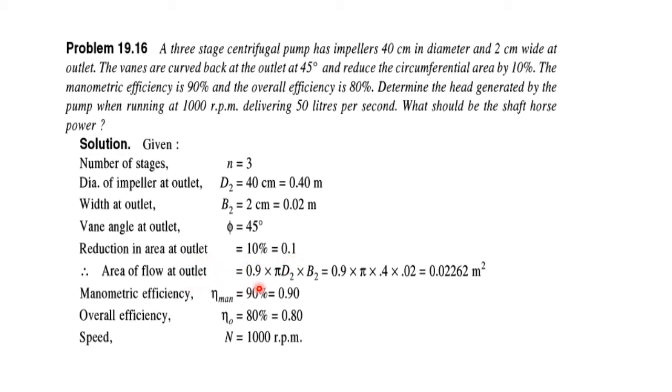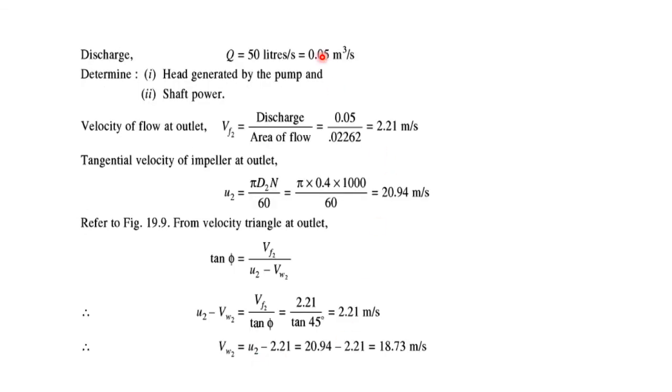Area of flow at outlet equals 0.9 multiplied by pi d2 multiplied by b2, that is equal to 0.02262 meter square. Manometric efficiency is given 90%, that is 0.9. Overall efficiency 80%, 0.8, and speed of the impeller is 1000 rpm. So discharge given is 50 liters per second, that is 0.05 meter cube per second. So what we have to determine? Head generated by the pump and the shaft power.